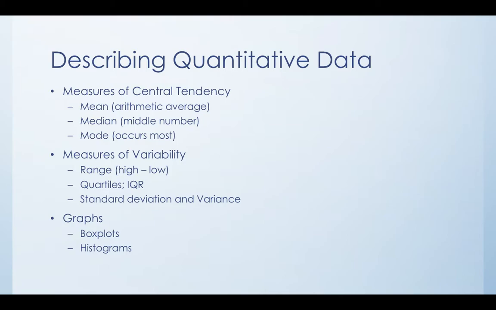And we get into measures of variability. What I want you to think about for measures of variability is just measures of spread. One measure we use is the range, which is just the high minus the low. We also report quartiles and IQR. Quartiles, as you would expect from the prefix, indicates four. If we cut our data into four equal pieces when arranged from low to high, those cuts are called quartiles. And finally, we report the standard deviation and variance. The graphs that we report for quantitative data are box plots and histograms.